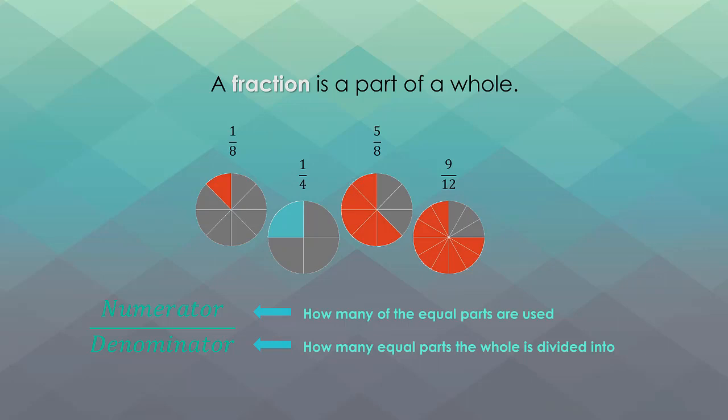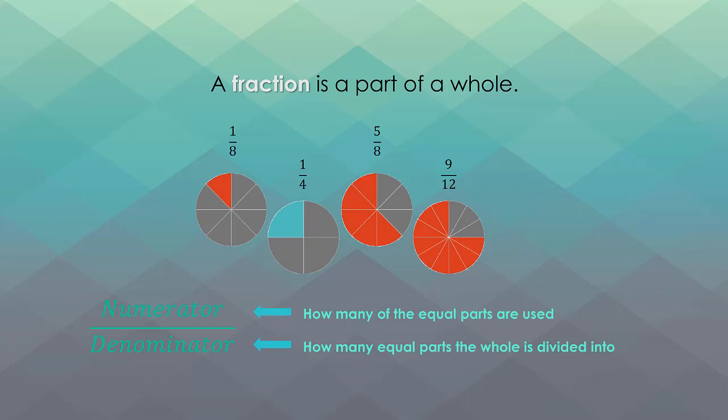The first one is 1/8. That means that we divided the circle into 8 equal parts, and we're using 1. The second one is divided in 4 equal parts, and we're only using 1. That means we have 1/4. The third one, we also divided into 8 equal parts, but we're using 5/8. And the last one, we have 9 out of 12.